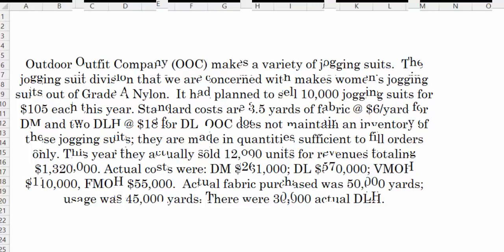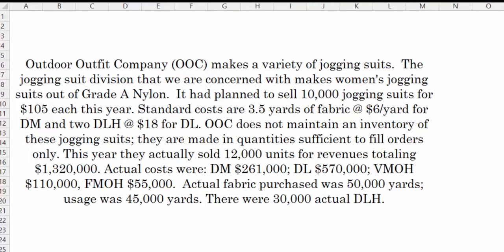So let's start out by looking at our company, the Outdoor Outfit Company. They make a variety of jogging suits, and we're going to specifically look at the women's jogging suits made out of grade A nylon. So that is a particular product that it produces. It gives us our planned sales of 10,000 jogging suits and our standard prices, costs, and input quantities. There is no inventory of finished goods. That would complicate these calculations a bit. Then it gives actual sales in units and actual revenues, costs, and quantities of inputs.